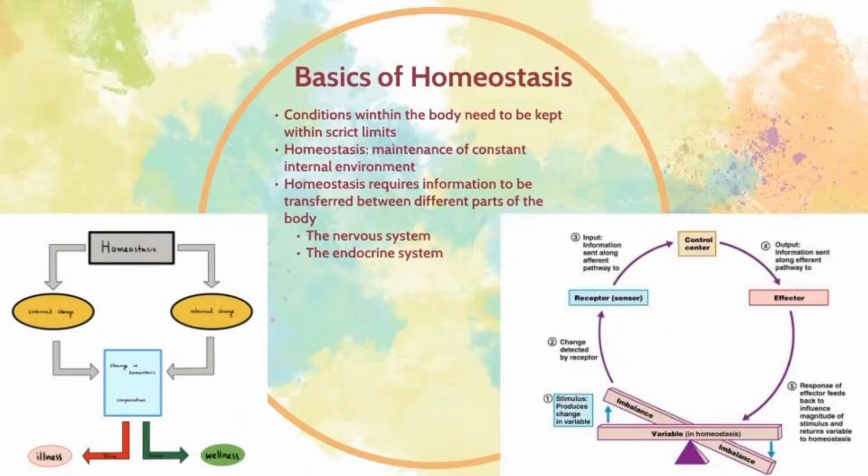So the definition that you need to remember for homeostasis is the maintenance of a constant internal environment. The way that homeostasis is performed is that there needs to be information transfer between different parts of the body, because there has to be something that senses the change and then something that reacts to bring that change back to normal. There are two main ways that the body does this kind of communication, and this is via the nervous system and the endocrine system.